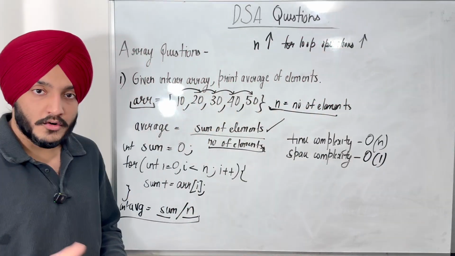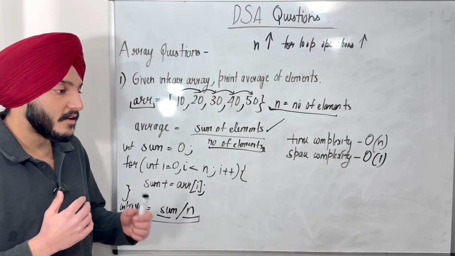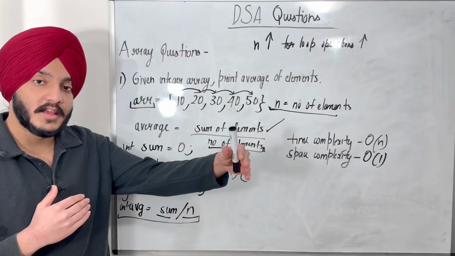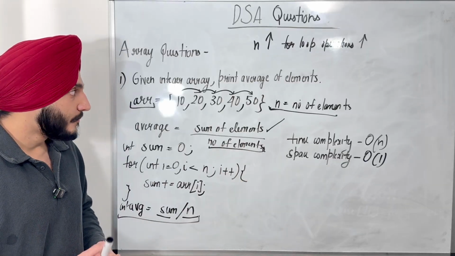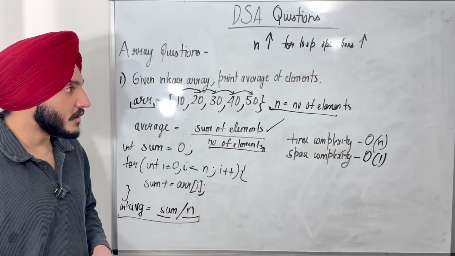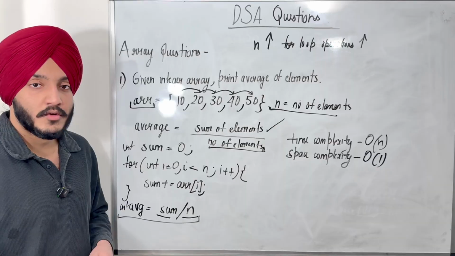Once again, why order of 1? Because we are using constant space. It's not like it's increasing with the input size. It stays constant along the way, right? So that's one of the questions, and I'll give the code now, and in the next video we will look at another question.